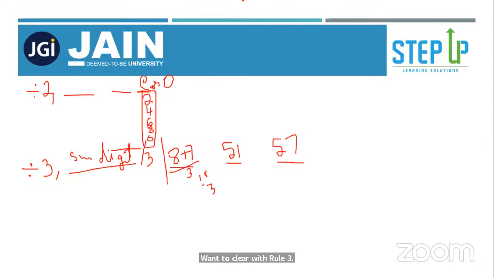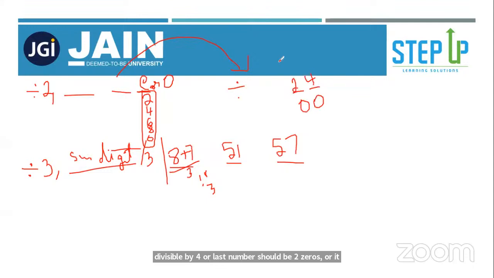Now, rules 2, 4, and 8 are the same. Let's say this is rule 2. What is rule 4? In rule 2, the last digit should be even, or a multiple of 2, also 0, then it is divisible by 2. When I say the divisibility rule of 4, the last two digits should be divisible by 4, or the last two digits should be zeros.